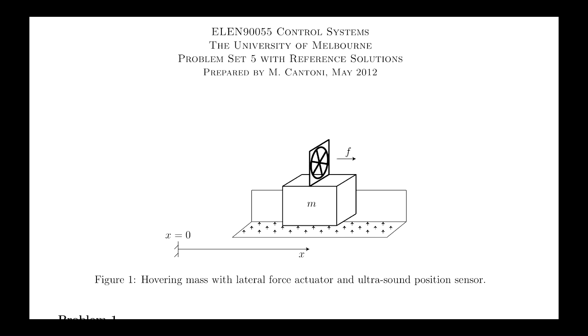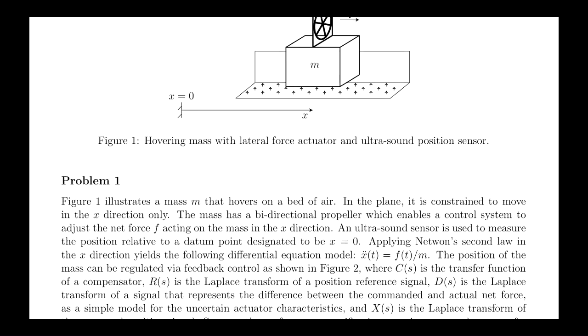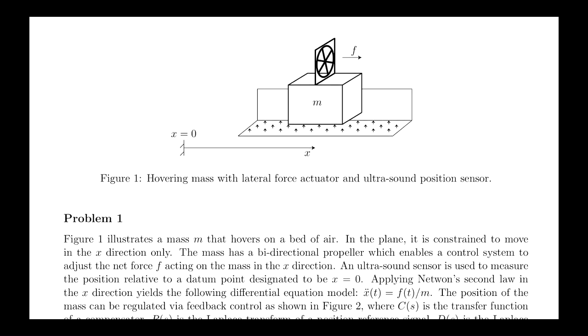So, both questions are about designing compensators that are part of a feedback loop that is trying to achieve some sort of control objective. The first problem is about controlling the position of a mass.